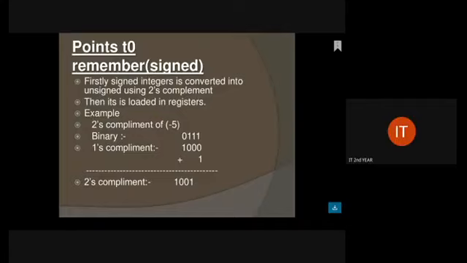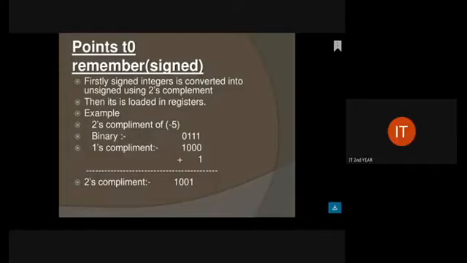One more thing we need to understand is that till now we have discussed unsigned integers. Now we are going to see signed integers, that is, when we are dealing with negative integers. Whenever we deal with signed integers, we have to convert them into unsigned form. For converting a signed negative integer into a positive one, we use 2's complement. Then this 2's complement value will be loaded into the register.